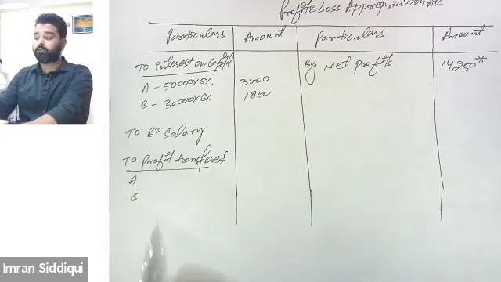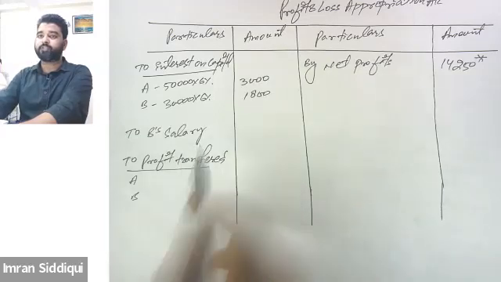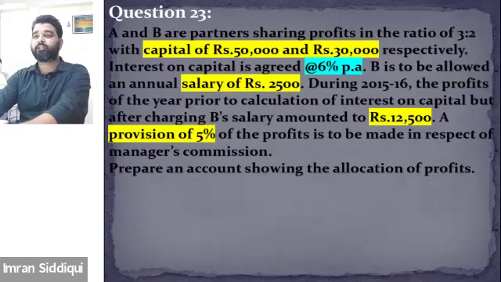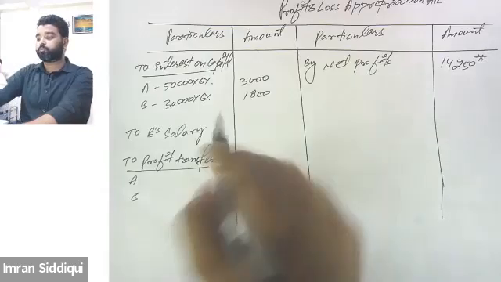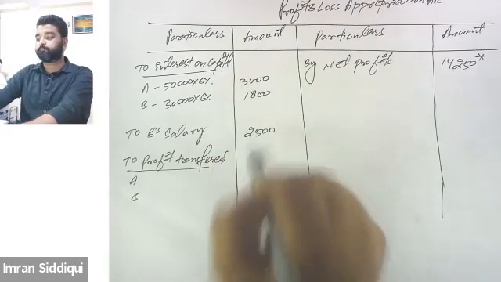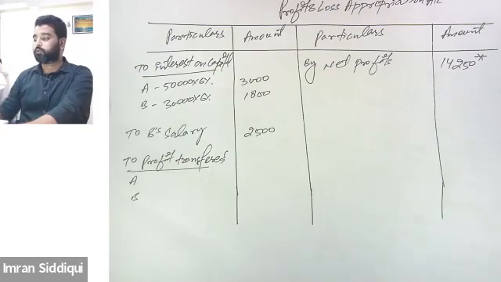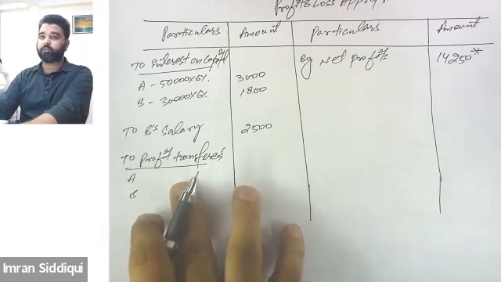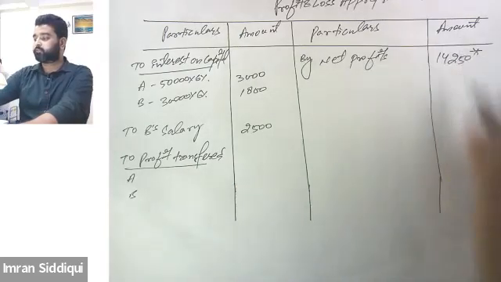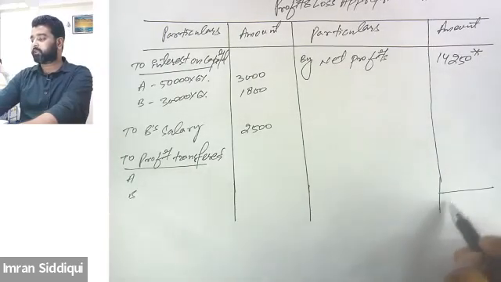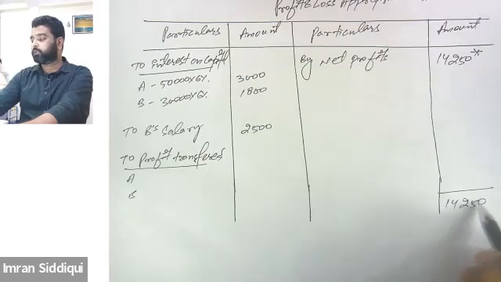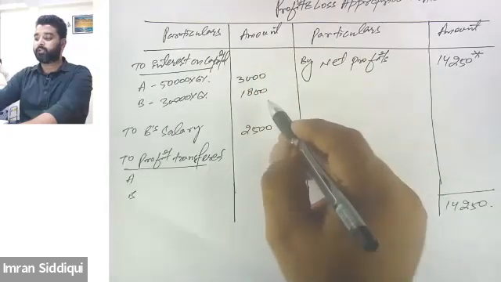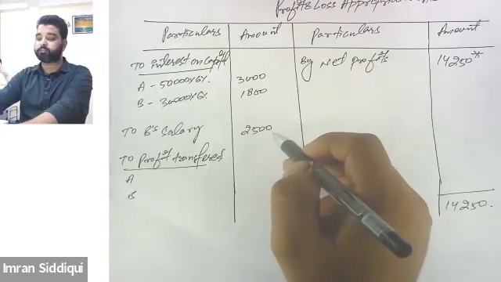Okay. And B salary. Now we need to write down the B salary. B salary is also given in the question. B's salary is 2,500. So 2,500. This is it. Okay, now the remaining amount will be distributed among the A and B. So first of all, we will total the credit side 14,250. Out of 14,250, we will subtract 3,000, 1,800, 2,500 to find out the divisible profit.